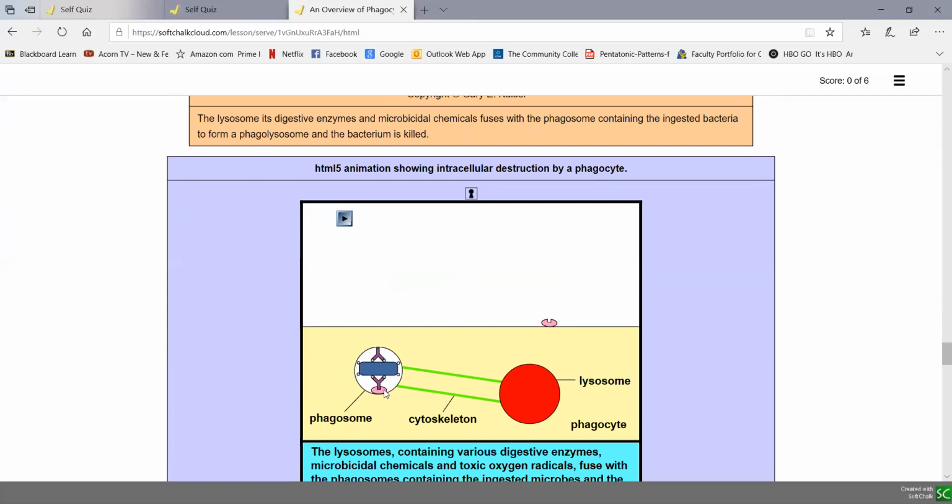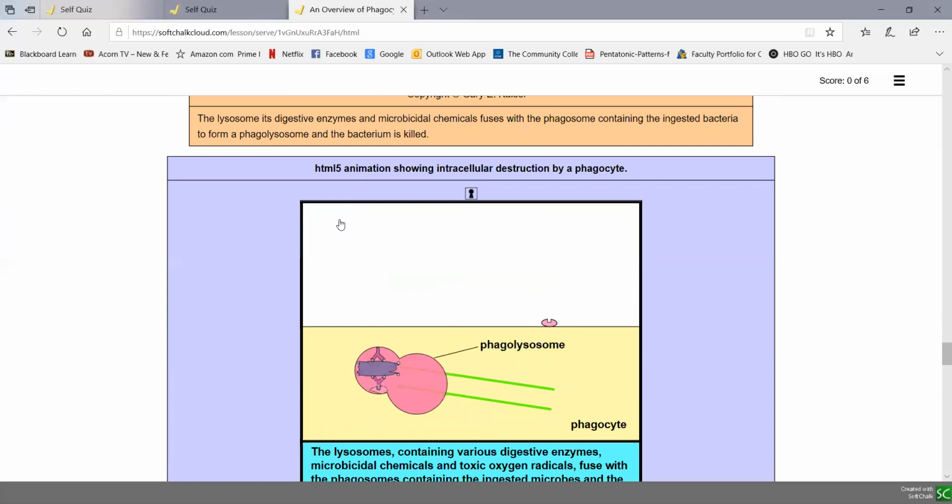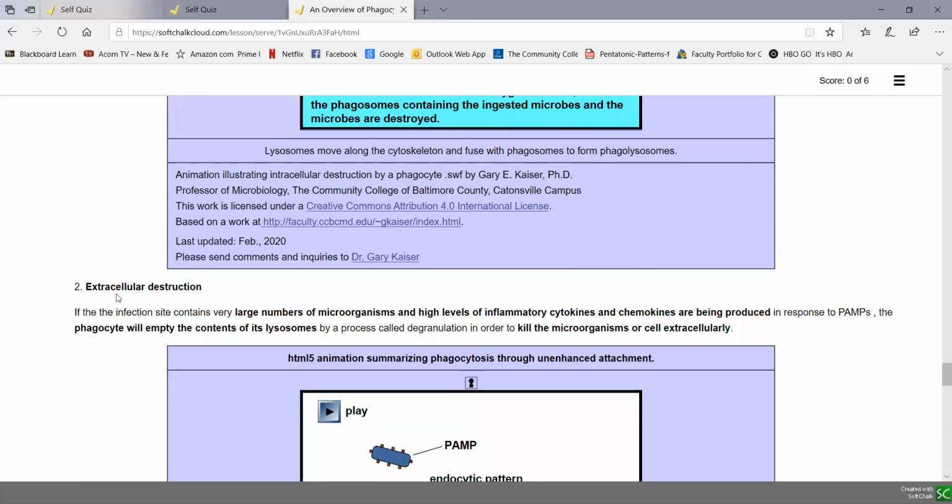So here we see the destruction phase in this animation. Here we have a phagosome that's already formed. The pH has already been made acidic inside. So now the lysosomes actually are pulled along the cytoskeleton by little motor molecules that ratchet the lysosome along the cytoskeleton until it fuses with the phagosome, forming a phagolysosome. And now, because of the correct pH and such, the organism is killed and degraded by the acid hydrolases and the toxic oxygen molecules and other killing materials found within the lysosome. So that's intracellular destruction within the phagocyte.